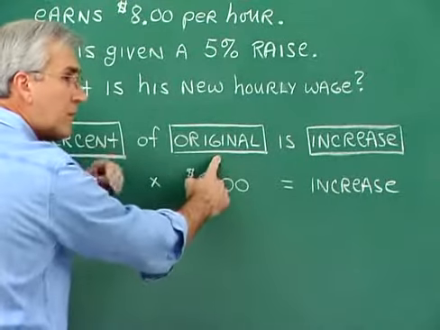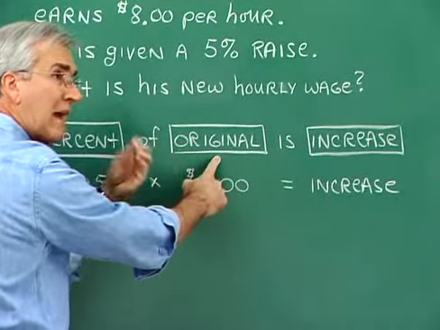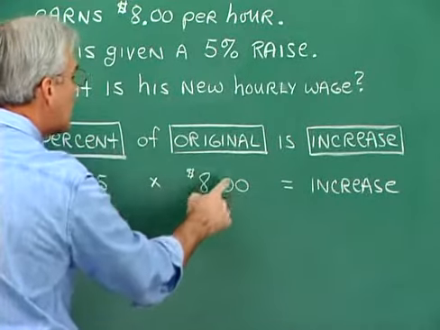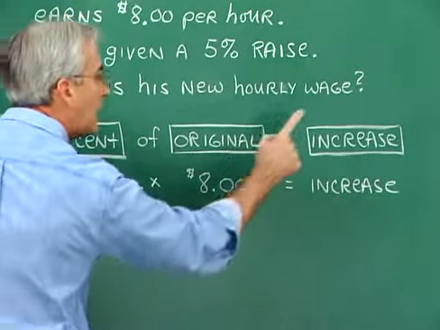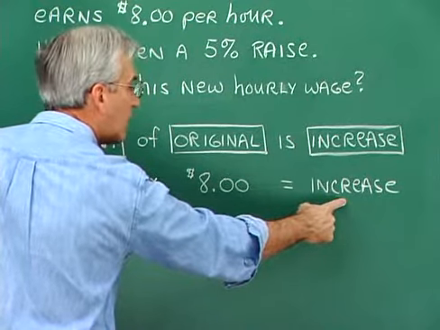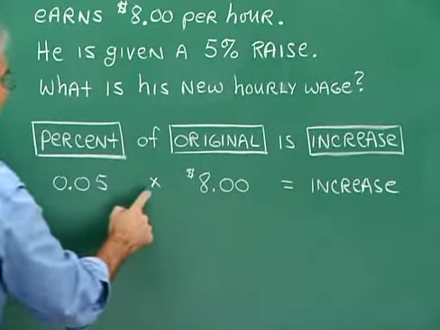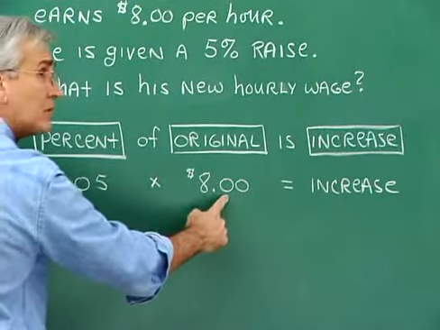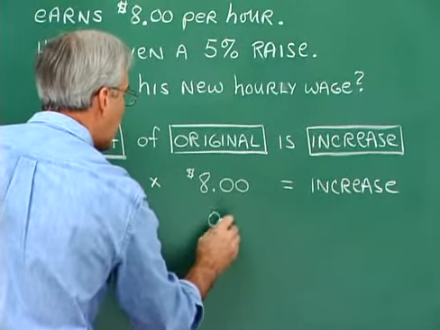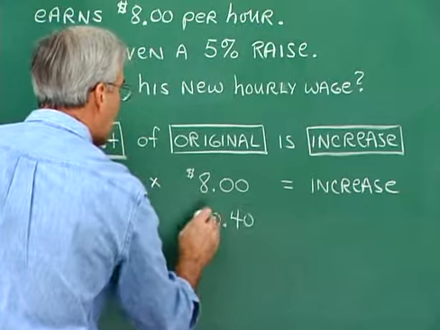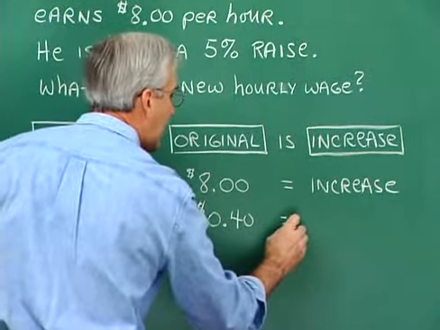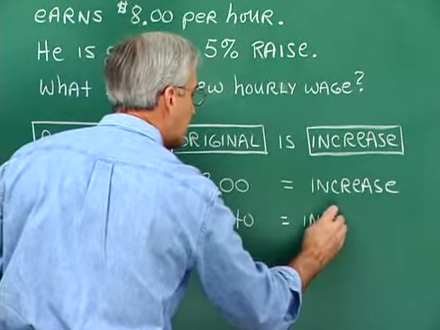The original, the basis, the beginning amount, the original wage, is $8 per hour. And we're calculating the amount of the increase. "Is" means equals, "of" means times, and away we go. We have 5/100ths times 8 is 40/100ths. And we're talking about money here, so this is 40 cents, and that then is the amount of the increase.